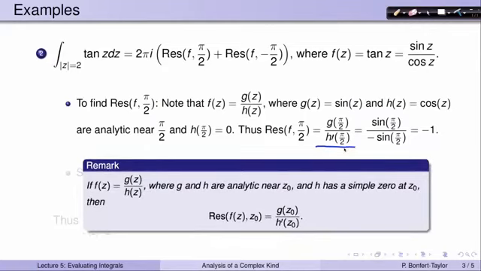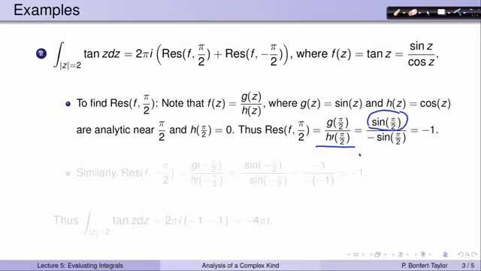The numerator is sine z, so we need to find sine of pi over 2. The denominator is cosine z. Its derivative is negative sine z. At pi over 2, that gets us negative sine of pi over 2. Sine of pi over 2 is 1.